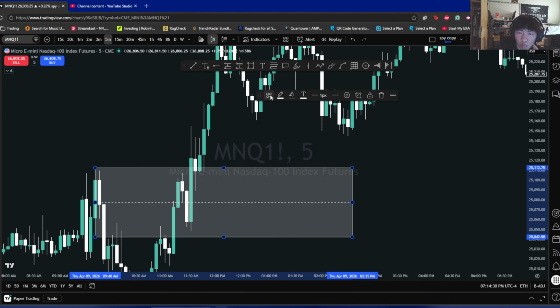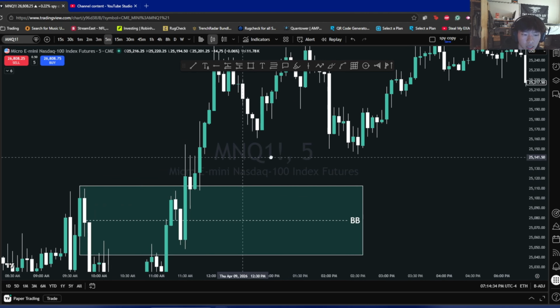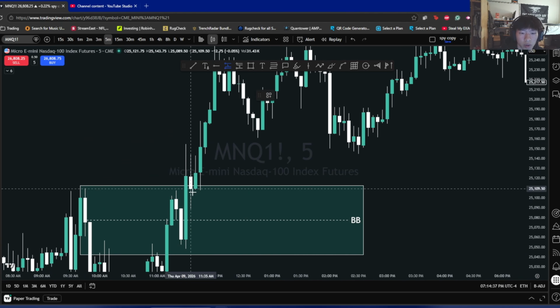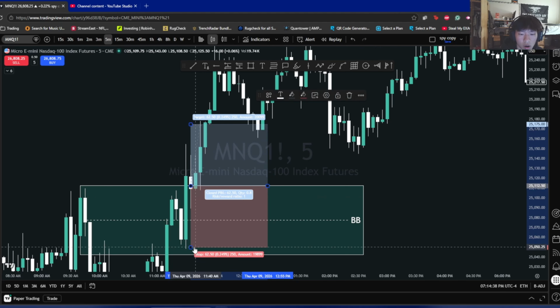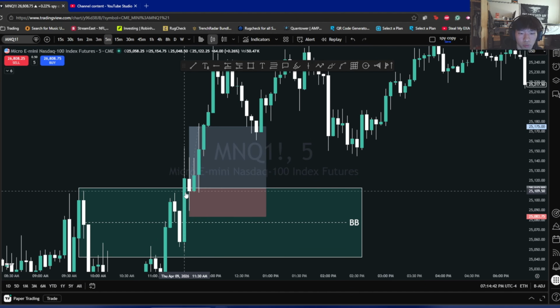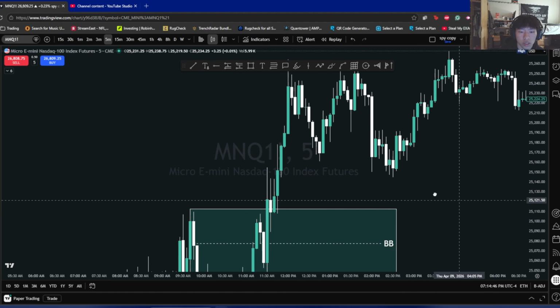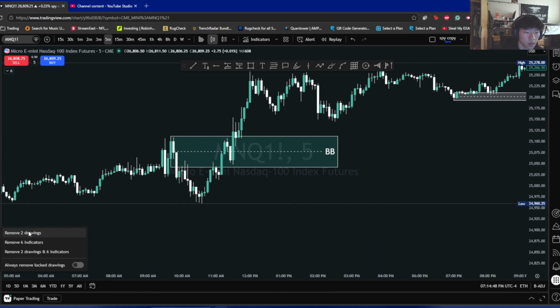So when a breaker block forms, it is basically the same thing as an inverse. It gets inverted, and we can see here, if you longed right here off of the disrespect becoming a breaker block, we tap in and we go higher. Nice.